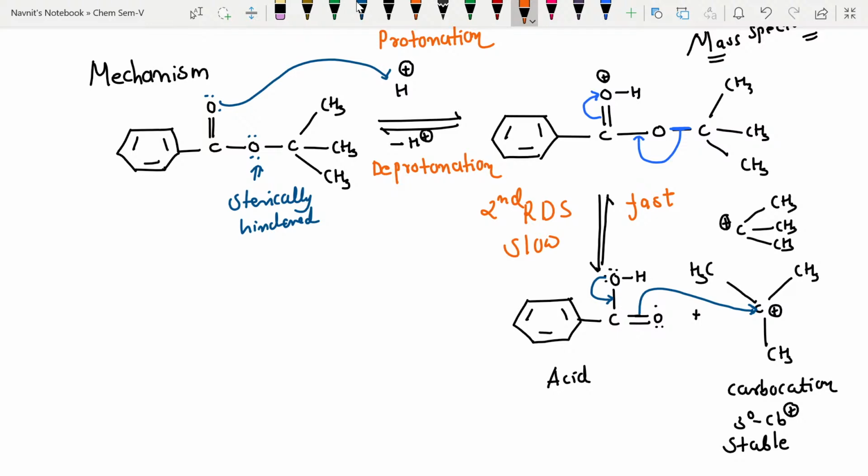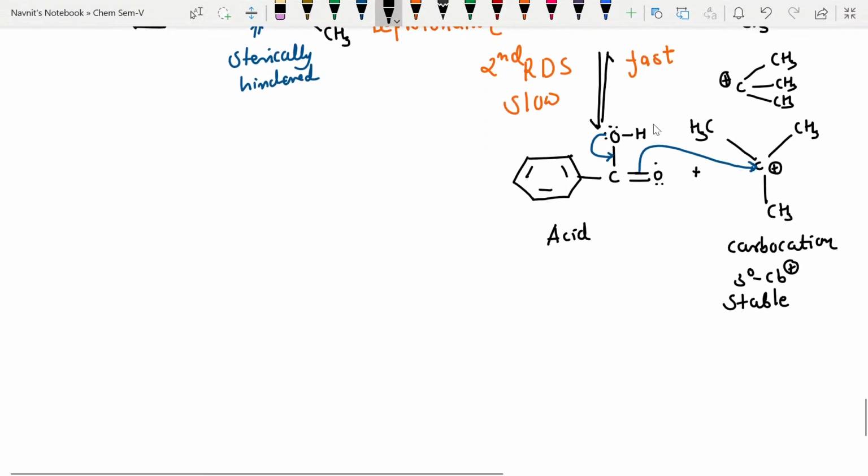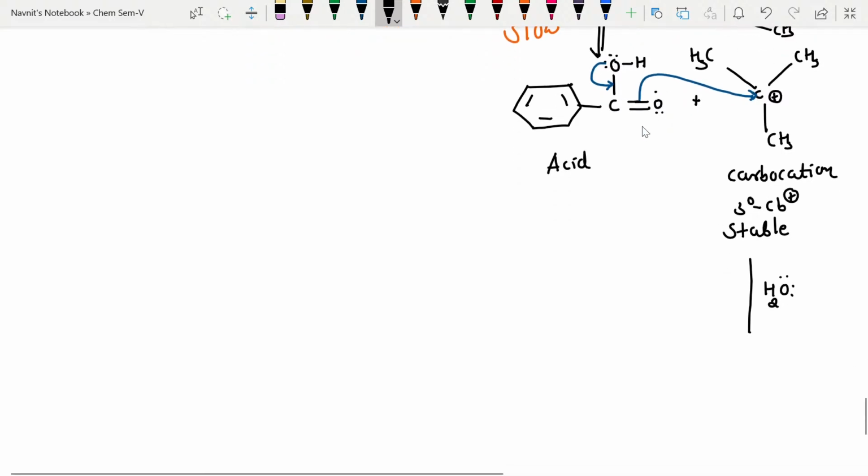Now what happens in the last step? This carbocation is then attacked by a water molecule. Oxygen has two lone pairs. One of the lone pairs now attacks this carbocation. And finally, deprotonation, and what we get is OH, methyl, methyl.